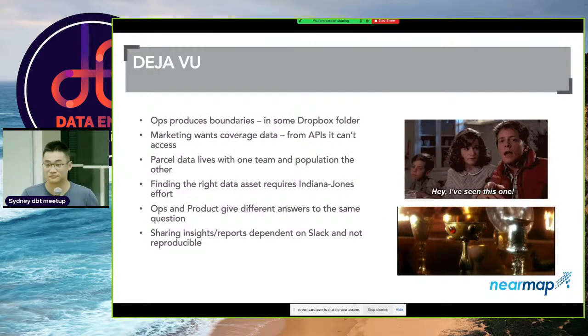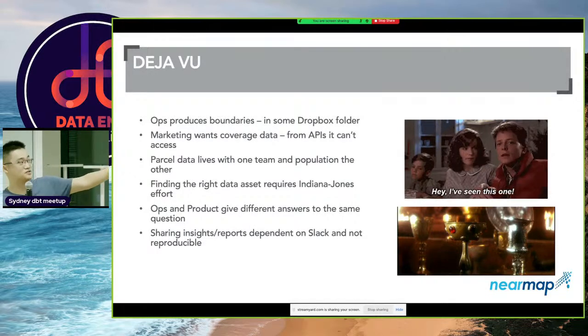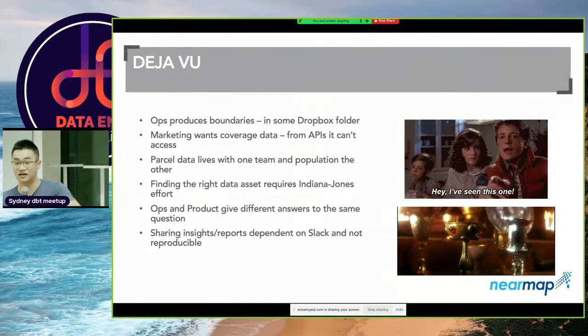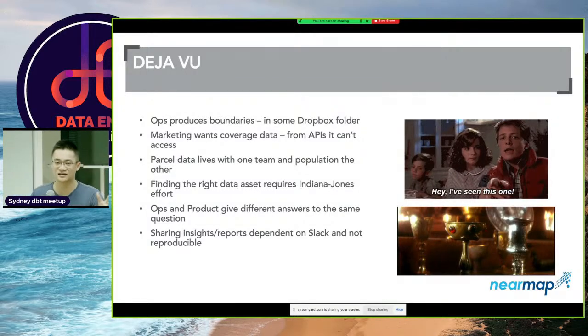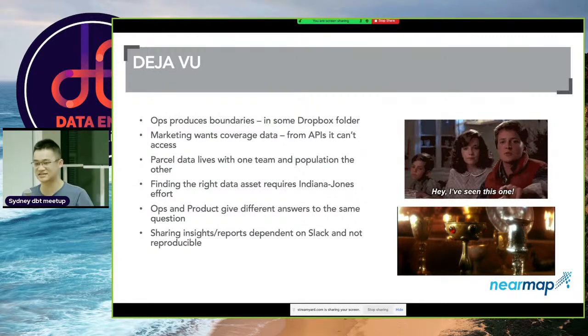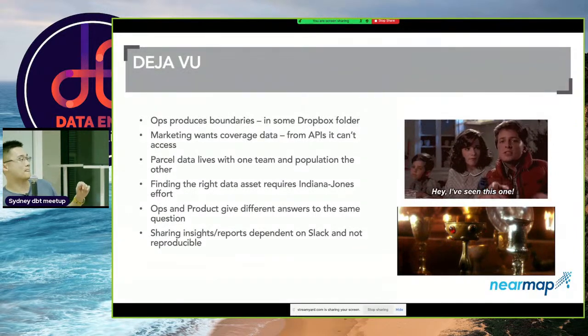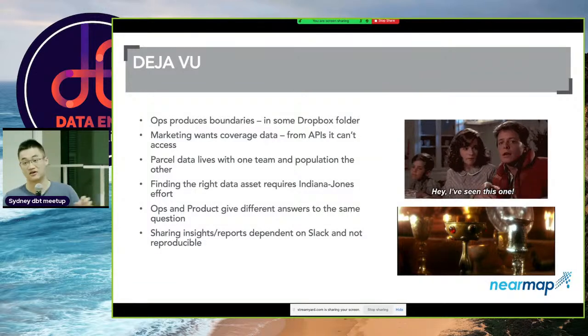And you know what? These all are under the GIS umbrella, but we've all heard of this before, right? Ops team, they put stuff in our Dropbox folder, and then some other things are in APIs that are hard to use. Maybe the more tech savvy ones can write a script or something like that, but if you grab someone in marketing who works with Adobe, chances are they're just going to give up and not do it. Parcel data lives with one team, population another. Again, this is a data silo thing.